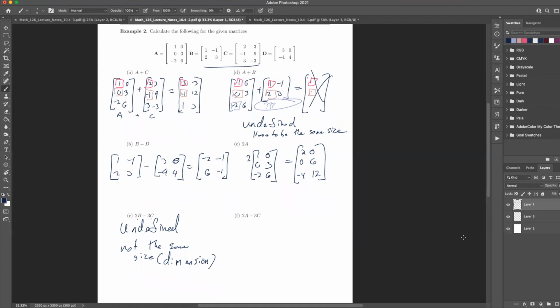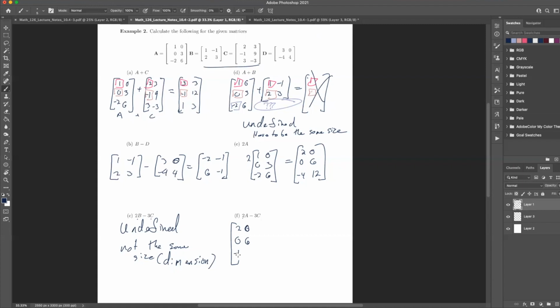All right, so let's do this one. 2a minus 3c. Well, 2a I can do. Since these are the same size, that's fine. We'll just have to multiply by the scalars. So I know what 2a is. I already calculated it, so let's just put that down. So that's 2, 0, 0, 6.